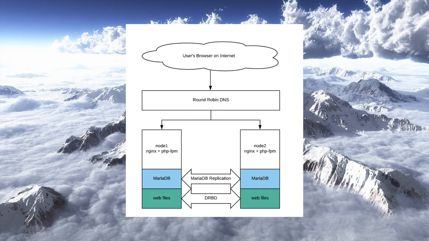And here's a diagram of this architecture. You've got the user on the internet at the top. He goes into round robin DNS and gets one of the nodes, and then either node one or node two will come back to him. Our stack is just Nginx and PHP-FPM, a pretty standard web serving setup. And then MariaDB with multi-master replication. And then we'll have a file system with DRBD that is replicated. And it's actually not at the file system level, it's at kind of the block level.